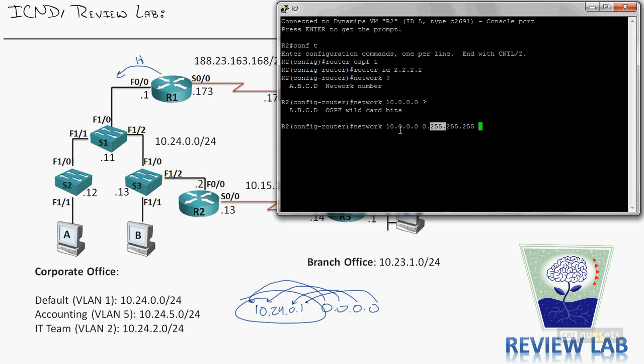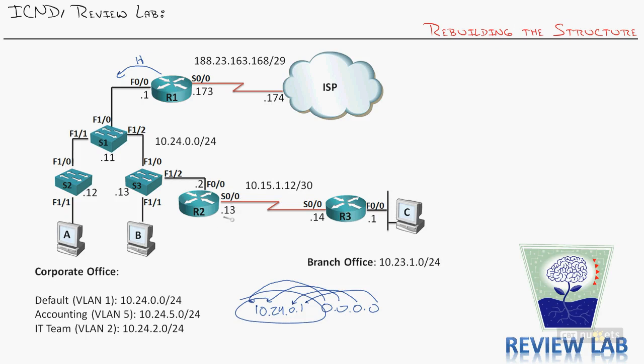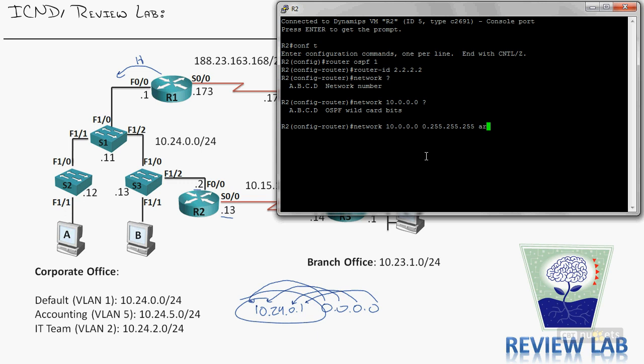If I could highlight this, 255, I don't care about that. I don't care about this one. I don't care about this one. So that allows it to run on any interface beginning with the number 10, which in this case is going to be this guy right here and this guy, which is what I want OSPF running on. Okay, area 0, throw them in area 0. It should form its first neighbor relationship.